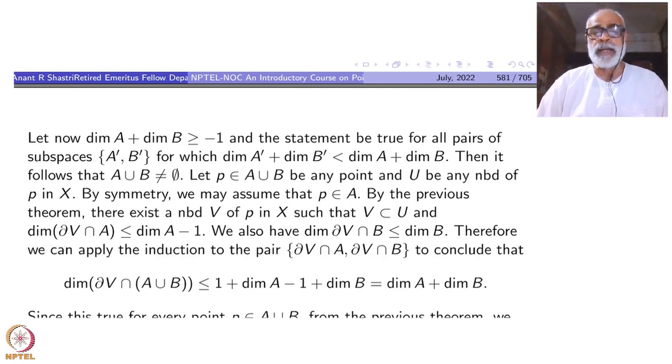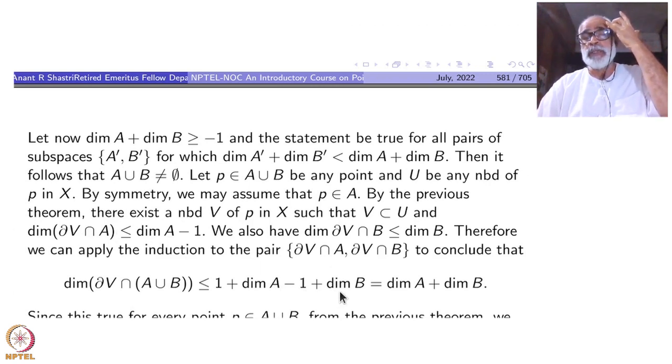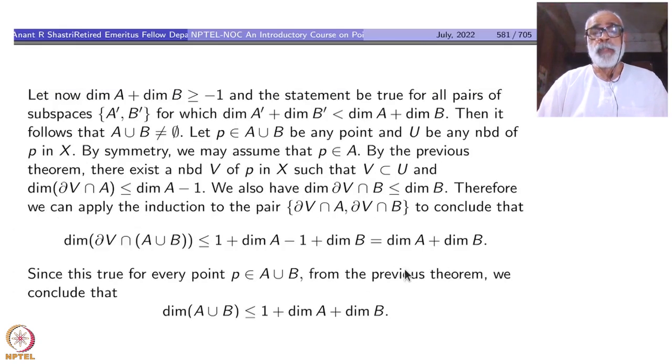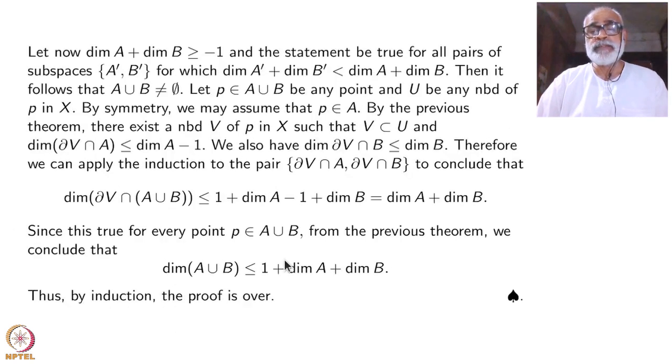Okay, to conclude that the dimension of the union of these two subspaces is less than or equal to 1 plus dimension of the first one, which is A minus 1, the other one is less than or equal to dimension of B. So, the 1 and 1 cancel out, giving dimension of B. Since this is true for every point P inside the union, from the previous theorem, we conclude that dimension of the space, namely A union B, must be 1 plus dimension of A plus dimension of B.